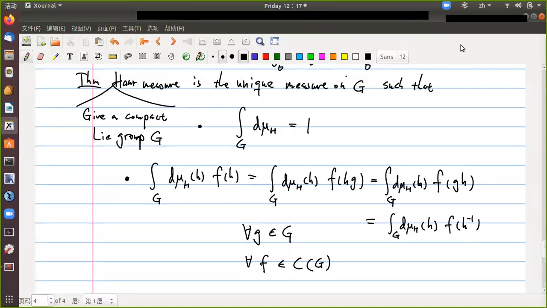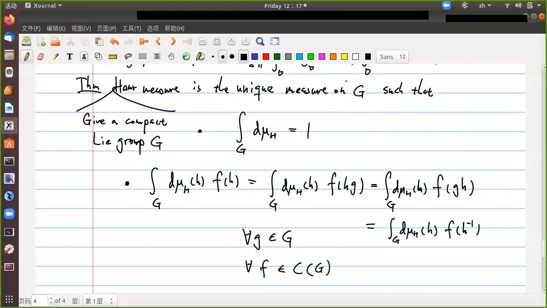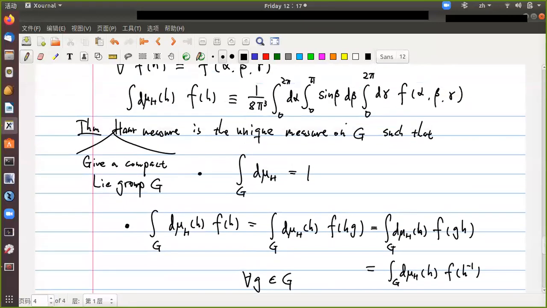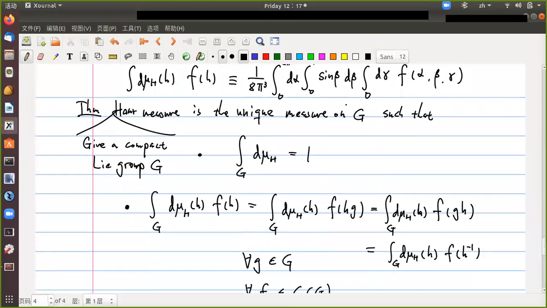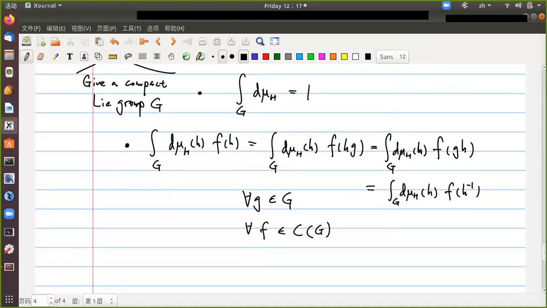Now, this is a very brief introduction to Haar measure. If you want to know some details about Haar measure, you can just Google it. You can find a lot of lecture notes about Haar measure.